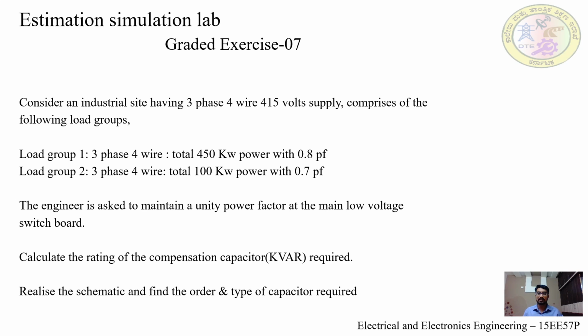Consider an industrial site having 3-phase 4-wire 450 volt supply comprising of the following loads. Load 1, 3-phase 4-wire total 450 kilowatt power with 0.8 power factor. Load group 2, 3-phase 4-wire total 100 kilowatt power with 0.7 power factor.